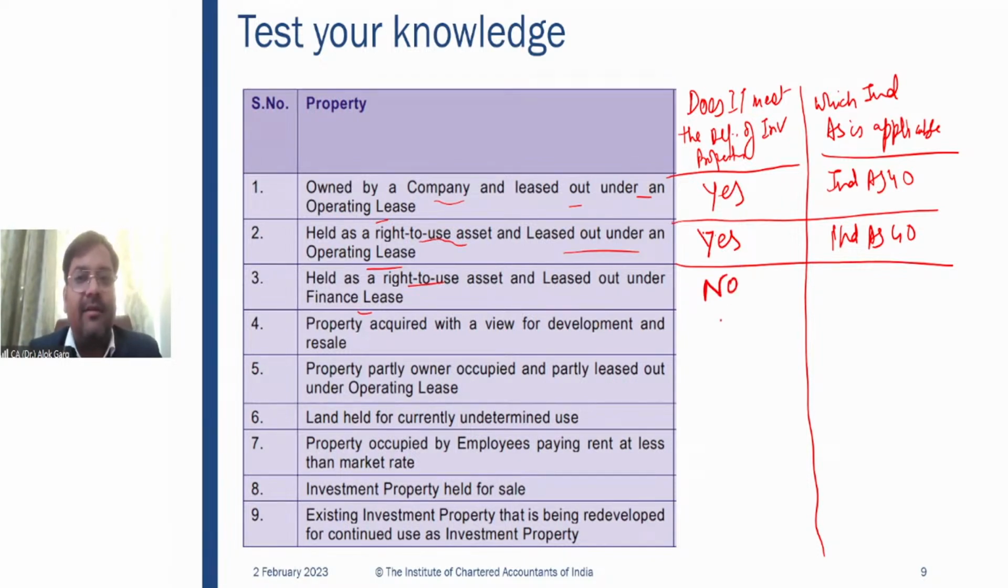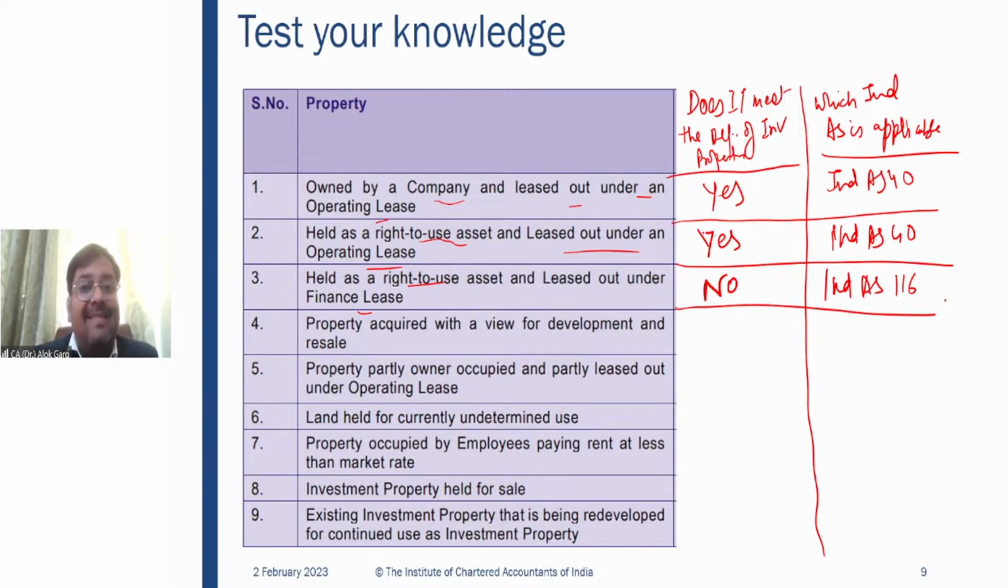Asset is not there, no? So which Ind AS is applicable? Ind AS 116 is applicable. According to Ind AS 116, this asset will not be there in my books, and hence the classification as an investment property does not arise, right? The question does not arise. Property acquired with a view for development and resale.